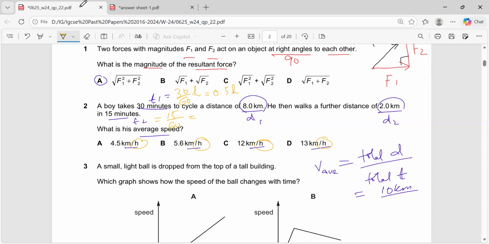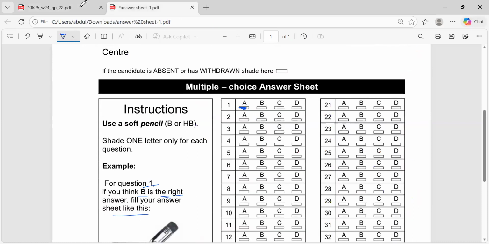So I'm simplifying it, so it is also converted to 0.25 hours. So what is the total time? Total time will be 0.75 hours. As you simplify, with the calculator in front of me, 10 divided by 0.75, the answer comes to be 13.3 kilometers per hour. So my dear friends, the correct answer is D.